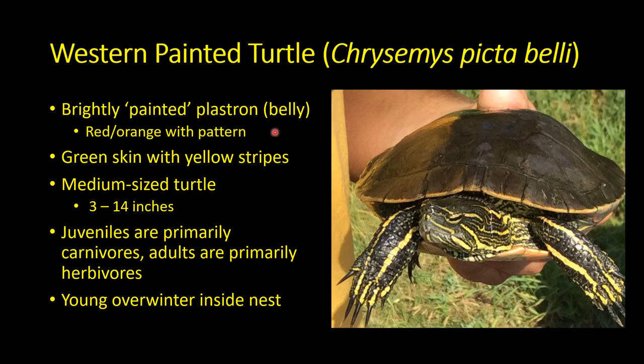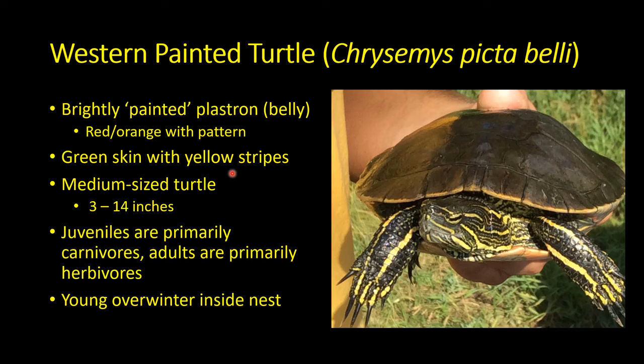Painted turtles get their name from their plastron, or their belly. They have a brightly painted plastron. It's red or orange with some green and yellow patterning. If I'm a predatory fish or an aquatic predator and I look up at the belly of a turtle, I'm going to see what appears to be the underside of a lily pad. And so they have evolved a plastron coloration to mimic that of the aquatic vegetation.